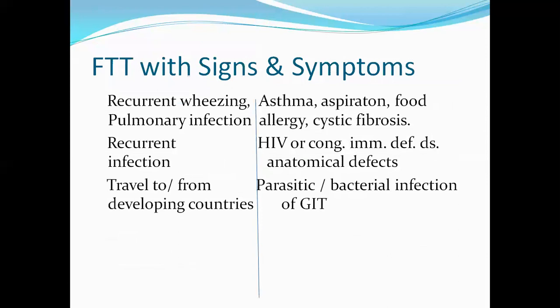Then, if there is recurrent wheezing and pulmonary infection, that may be a sign of asthma, aspiration, food allergy, or cystic fibrosis. If there is history of recurrent hospitalization or recurrent infections, there may be HIV or congenital immune deficiency disease or anatomical defects. And last is travel to or from developing areas, where parasitic or bacterial infection of the GIT may be there.